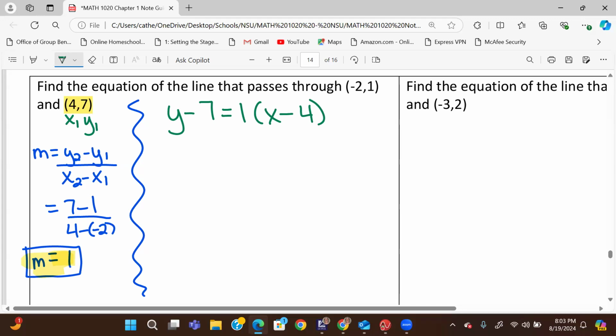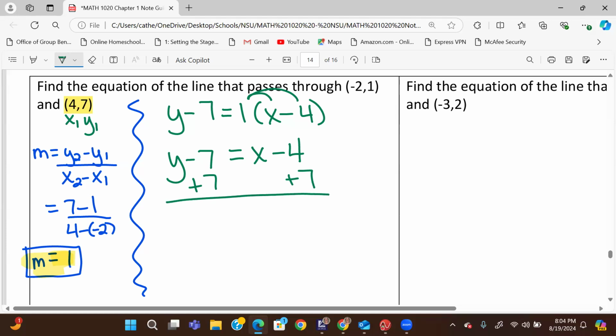So I look at this, there's no double negatives, so I'm good on that. The next step is to distribute or multiply that 1 times everything inside parentheses. Anything times 1 is itself, so it's just x minus 4. We're solving for y, so I need to move that 7. I'm going to add it to the right. I'm adding the 7 to the -4 because neither one of those have a letter attached. The left side, the 7's cancel out.